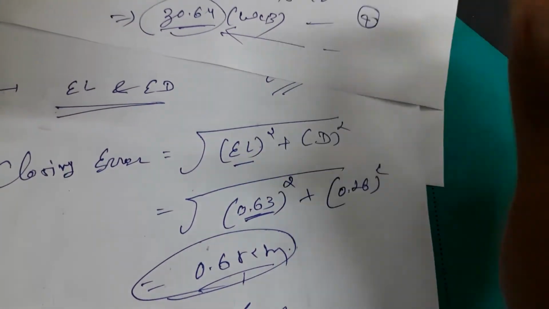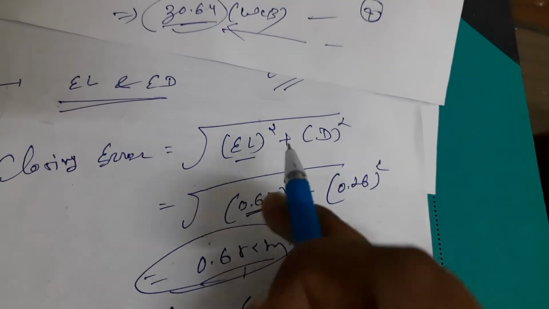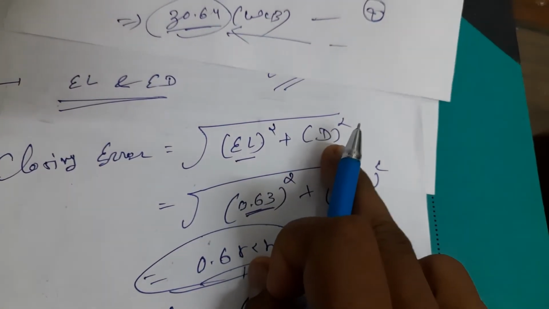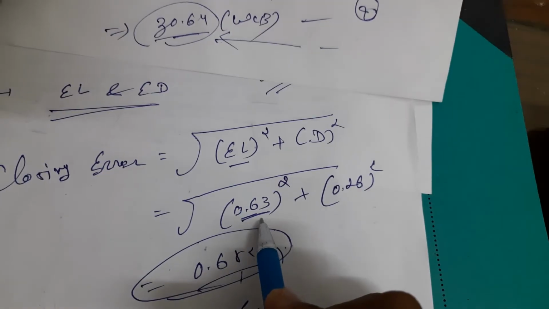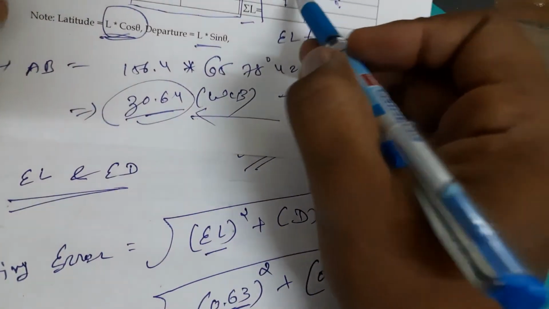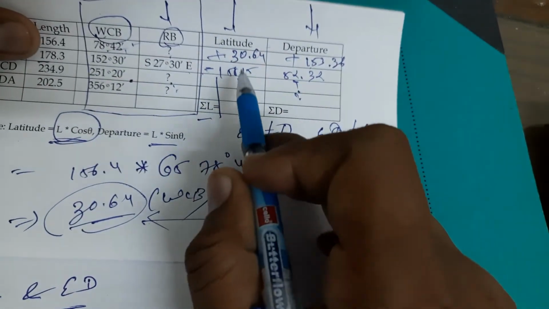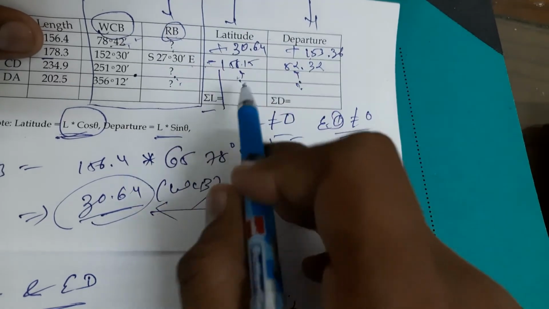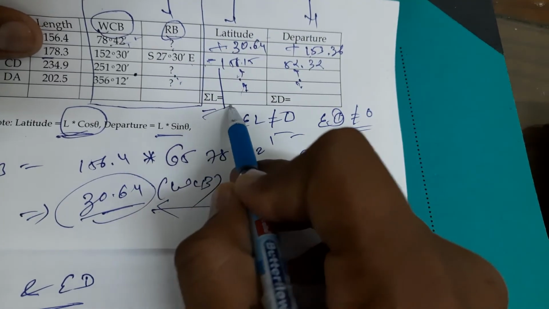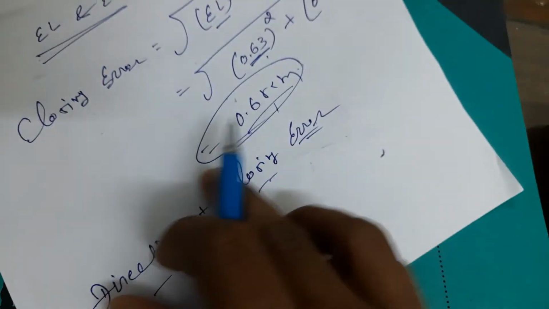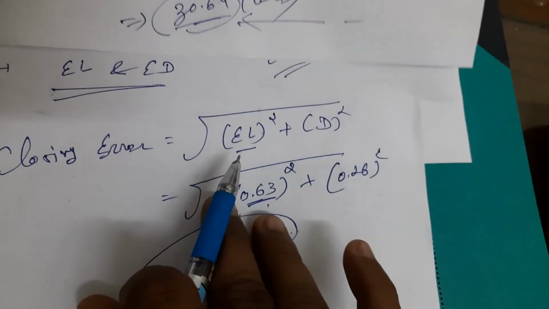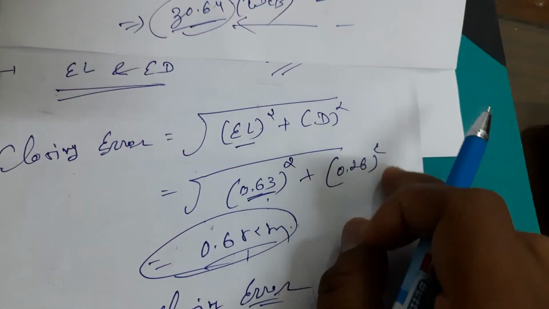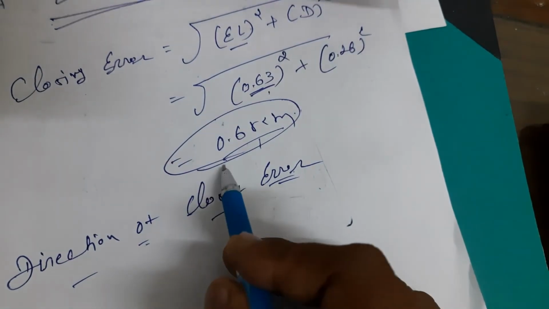Okay, so you have the equation of the closing error: the square root of sigma L squared plus sigma D squared. I already have sigma L. In the above example you need to find the latitude and departure, and after that you will be in a position to find sigma L and sigma D. But I already have this data, so I just use the closing error equation to find sigma L and sigma D, and then find the closing error.